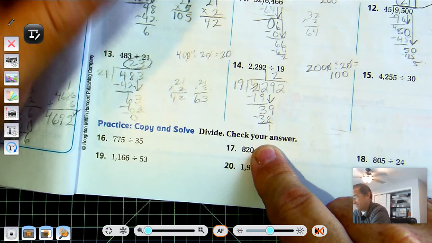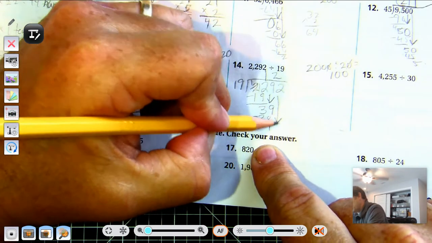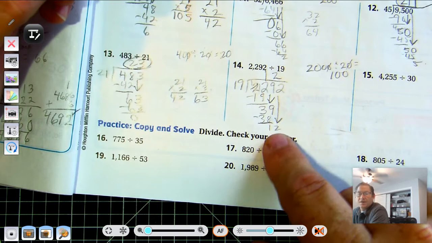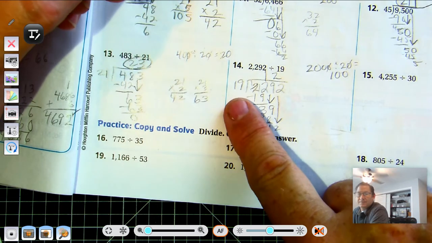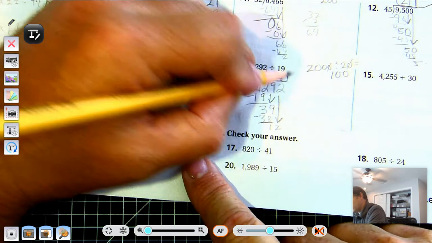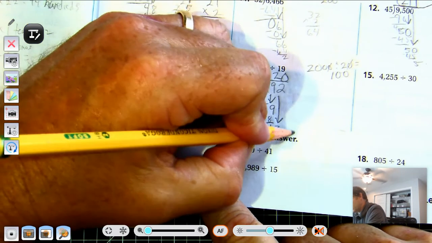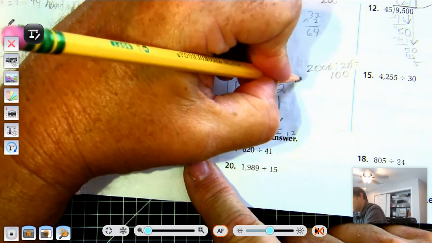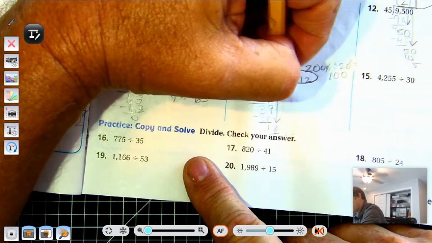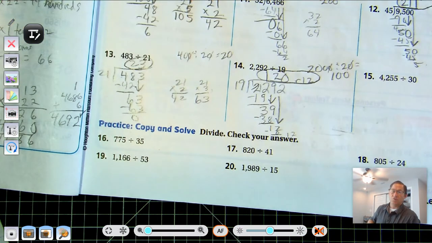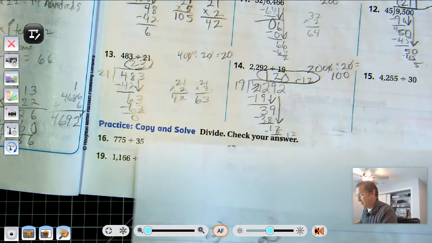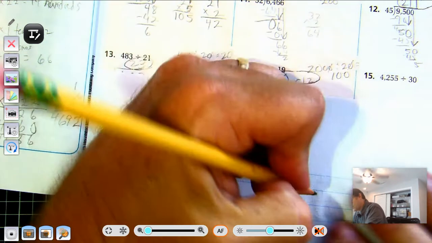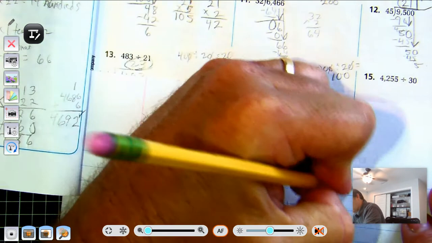We'll trade the 110 for 10 ones and bring down the 2 ones. So 12 ones cannot be shared with 19 groups. So we'll have 0, which gives us a remainder of 12. So 120, remainder 12. Check our answer. 120 times 19.